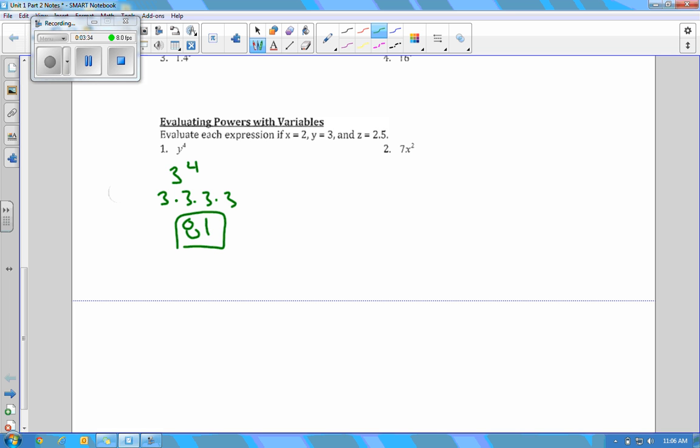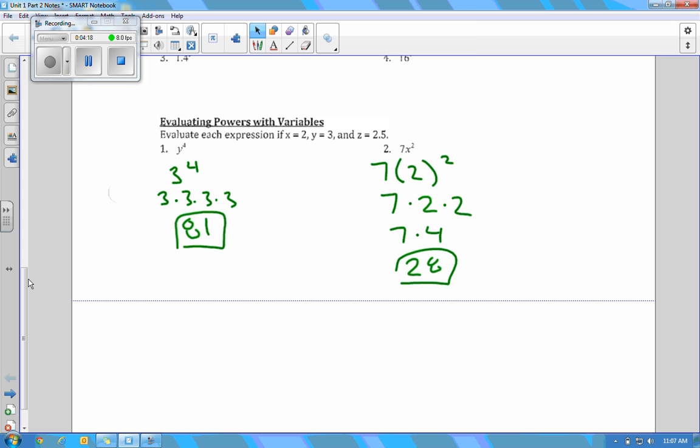Again, realize there's no equal signs because I'm evaluating expressions. For number 2, we have 7x squared. Again, the first thing I want to do is plug in whatever my x value is, which in this case is 2. If you notice, I put parentheses around the 2. Okay, because the 2 is the only thing that's going to the 2nd power. So that means I'm going to do 7 times 2 times 2. So that's going to give me 7 times 4, which is 28. Again, no equal signs there because I'm dealing with an expression, not an equation.